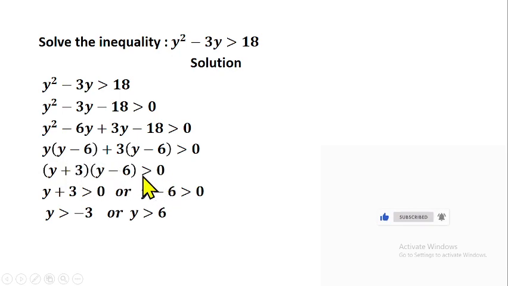Then you know that the condition when you're having greater than here means the first one should be greater than 0. Second one also should be greater than what? 0. That's the condition for greater than. So that means you have y plus 3 greater than 0 or y minus 6 greater than 0. So find your y there. You have y greater than minus 3 or y greater than what? 6. So that's the solution to this quadratic inequality as well. It's just that we did not represent this one on the number line.